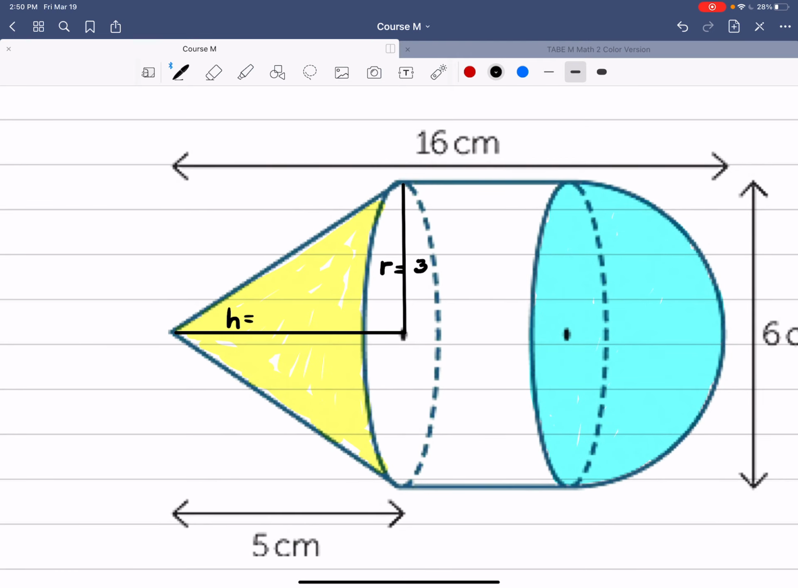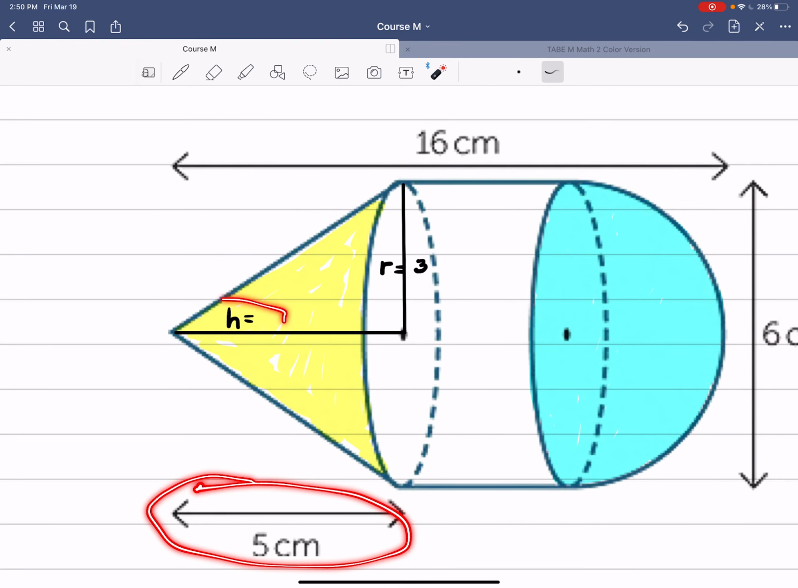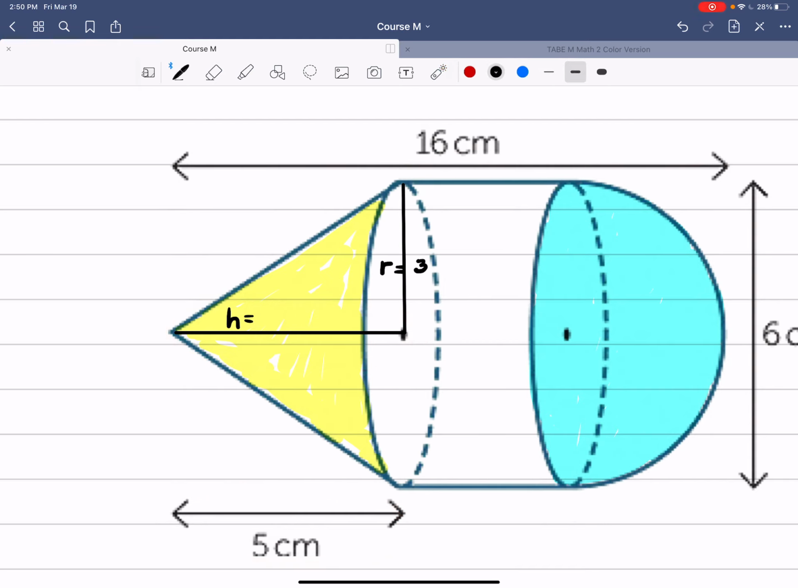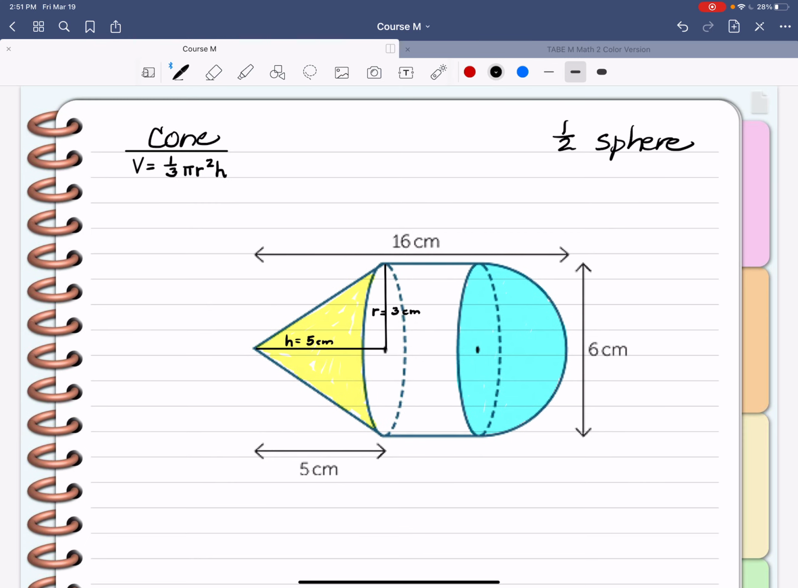And then the height, they told me right here, but that's the same distance. So the height is going to be 5 centimeters. And with that information, I can find the volume. So it's going to be 1/3 times pi times the radius, which is 3 to the 2nd power, times the height, which is 5. Go ahead and deal with the exponent. 3 squared is 9. And then bring down your other stuff.